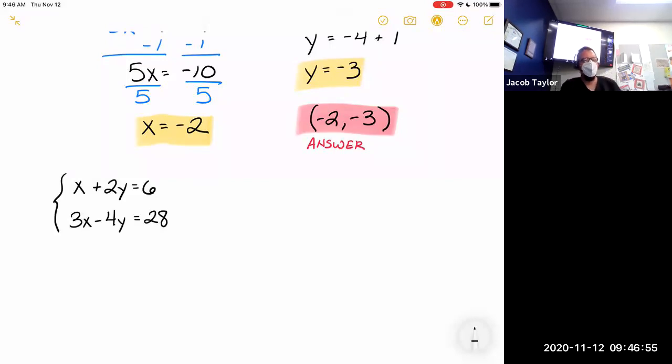So when you look at those two equations, x plus 2y equals 6 and 3x minus 4y equals 28, which of those two equations do you think is going to be easiest to get a variable by itself? I agree with you. I think the first equation is going to be easiest. Why do you think that the first equation is going to be the easiest one to get a variable by itself?